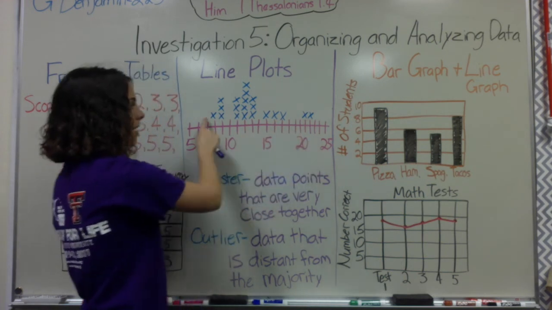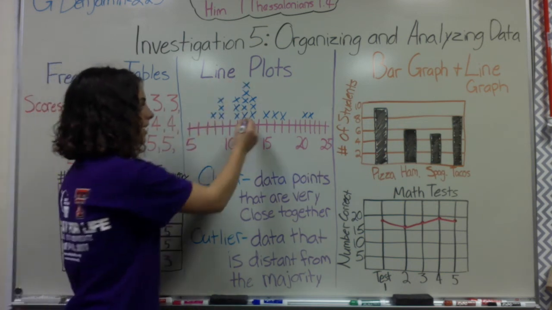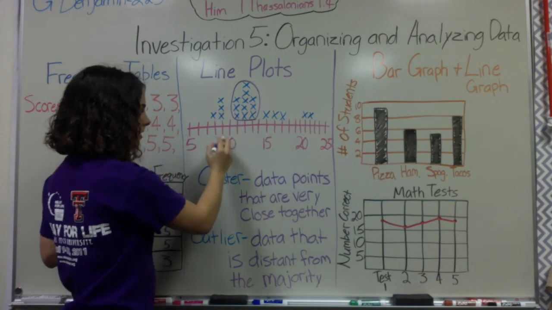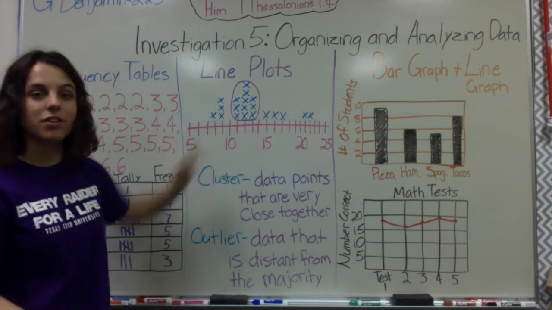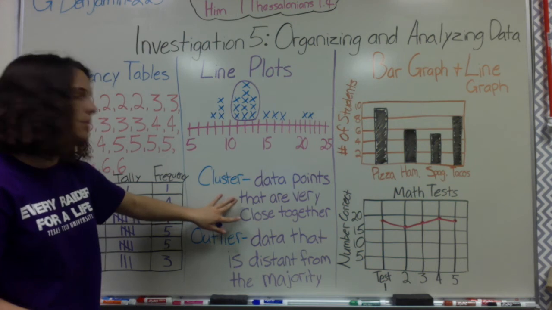So here's the data that was collected. We have what's called a cluster right here. This is between the ages of, let's see, 11, 12, and 13. So between the ages 11 and 13, we have what's called a cluster. That's data points that are very close together.